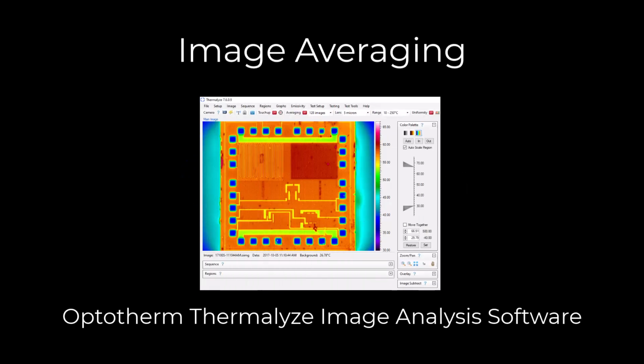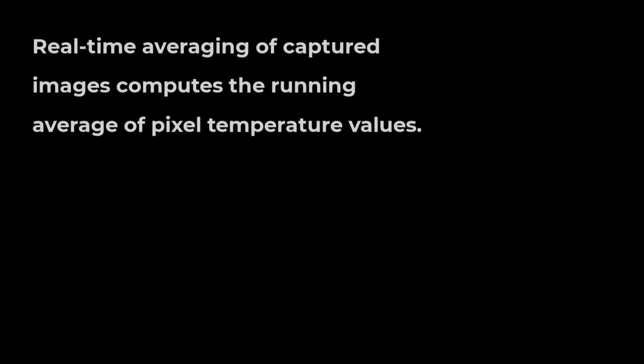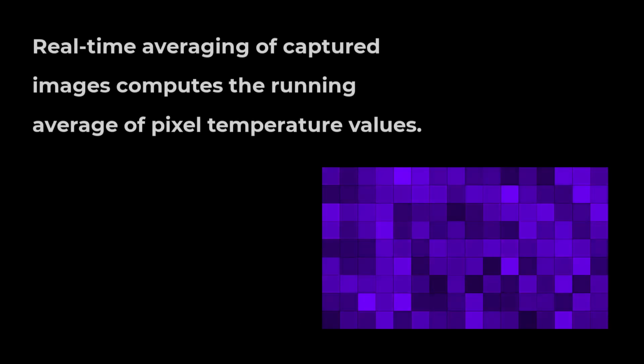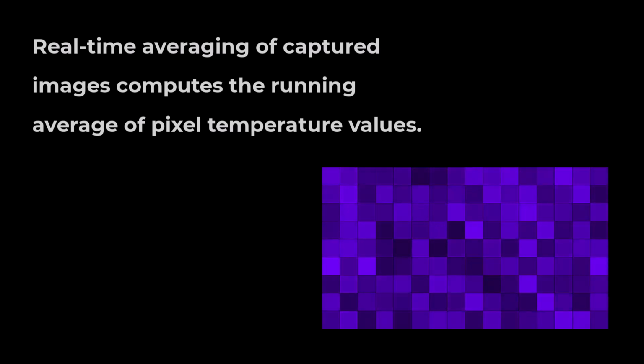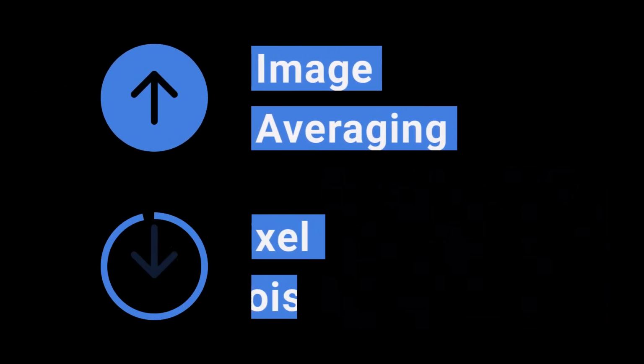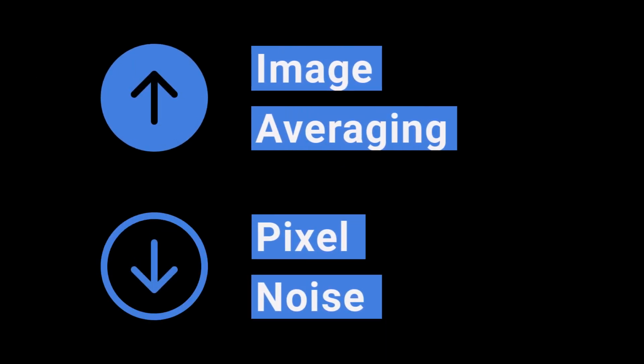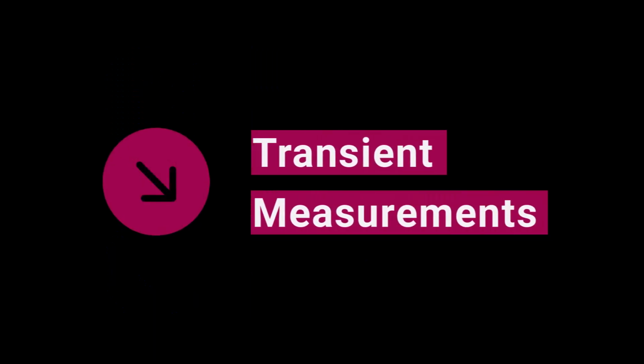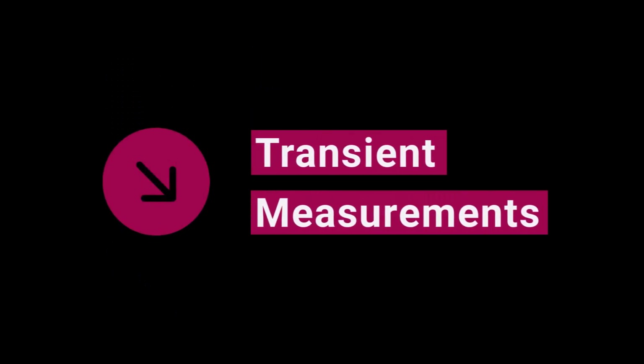This video will discuss the benefits of image averaging and how to use it. When enabled, image averaging computes the running average of pixel temperature values of live captured thermal images. Increasing the image averaging value decreases pixel noise, but will reduce the ability to measure thermal transience as more images are averaged.